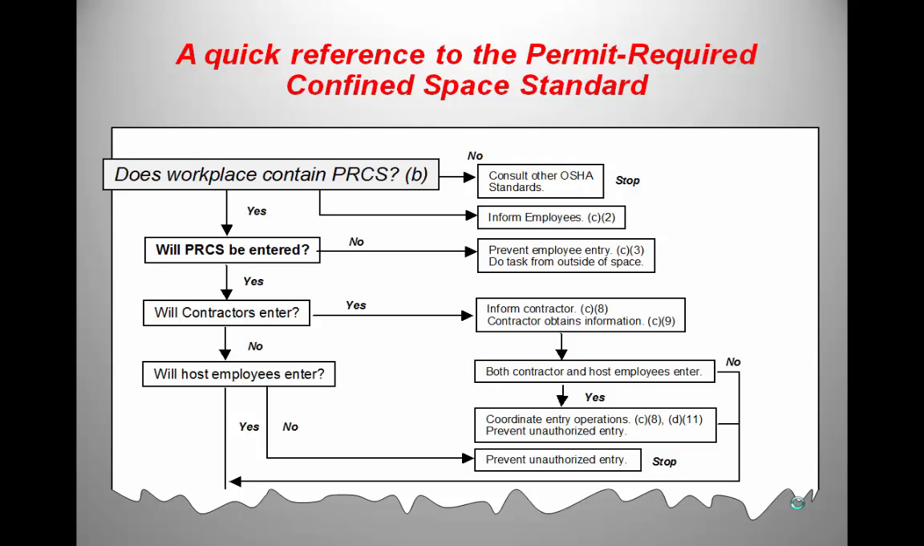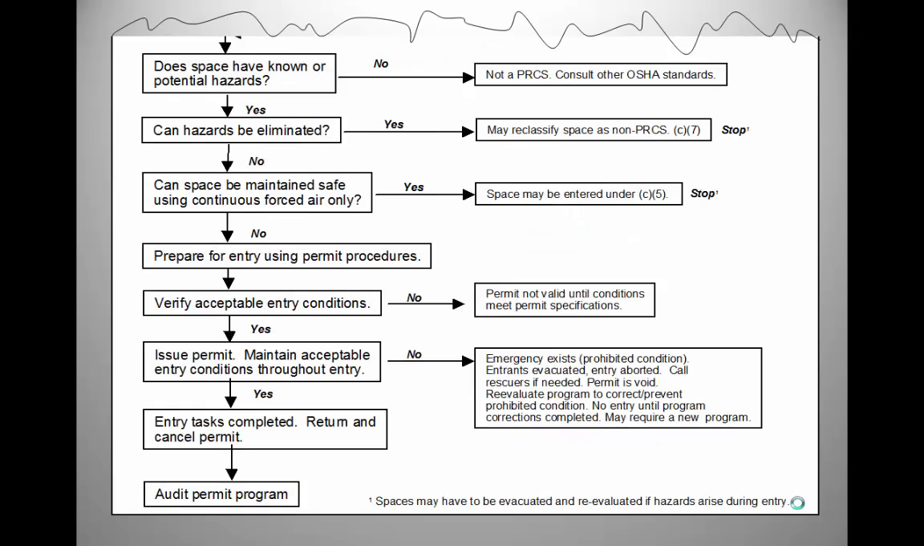It talks about your entering, talks about the potential hazards, and you see near the top there, can hazards be eliminated? If so, they can technically reclassify the space as a non-permit required confined space. If they cannot, can the space be maintained by using continuous forced air only? No, they prepare for entry using permit procedures. So it gets down to the permit. Verify acceptable entry conditions and then issue the permit.